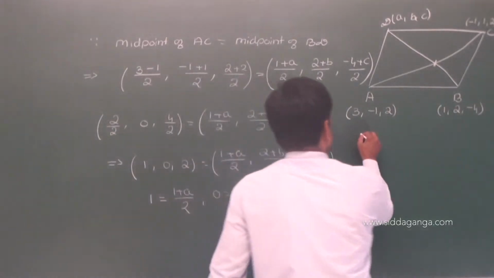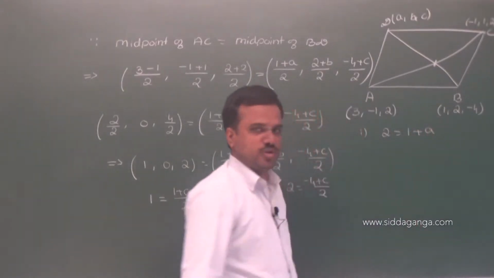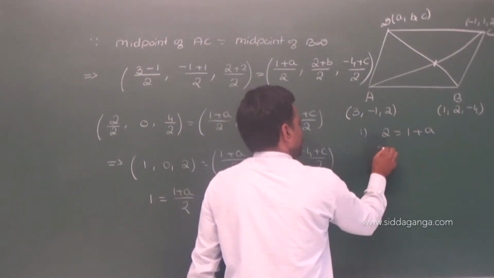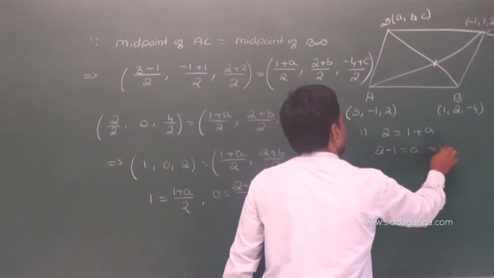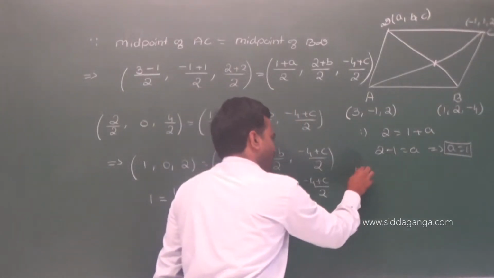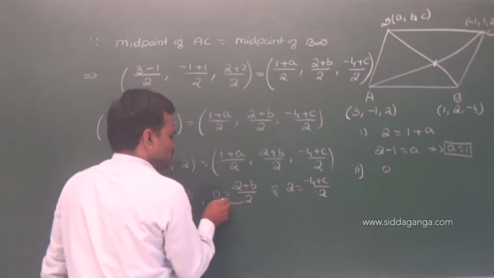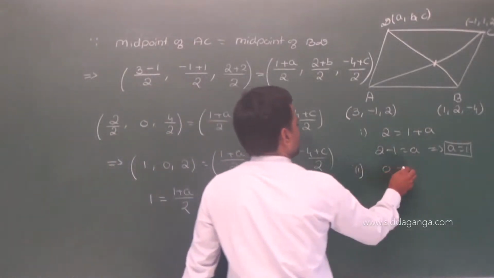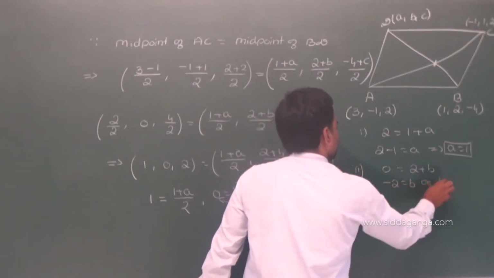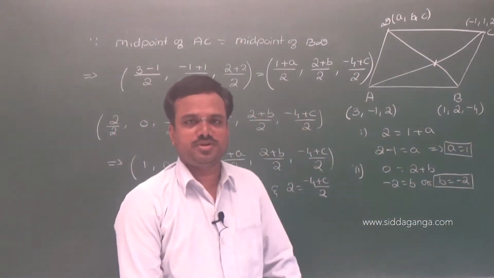First one, on cross multiplying, 2 is equal to 1 plus A. Shifting 1 from right side to left side, 2 minus 1 is equal to A. That implies A is equal to 1. Similarly, second value: on cross multiplying, 0 into 2 is 0. 0 is equal to 2 plus B, so minus 2 is equal to B. B is equal to minus 2.